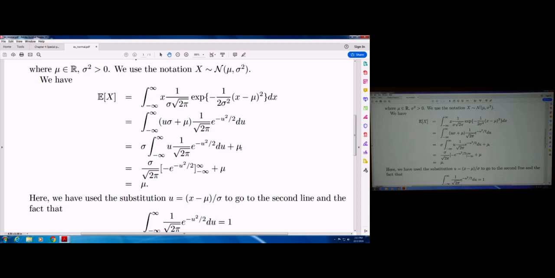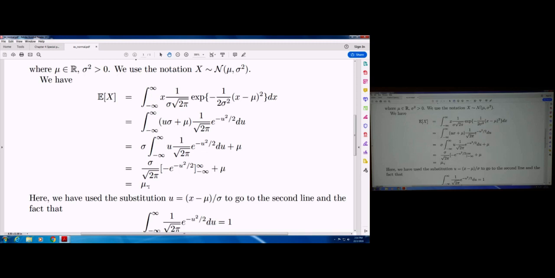And now we're almost done, because the integral of u e to the minus u squared over 2 is known, right? You can compute it. It's minus e to the minus u squared over 2. This 1 over root 2 pi I've taken out of the integral. Now the limit is u goes to infinity or minus infinity, while this thing is precisely 0. So the expectation of x is precisely equal to mu.